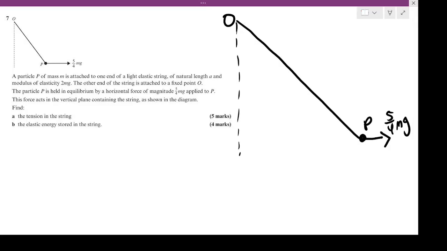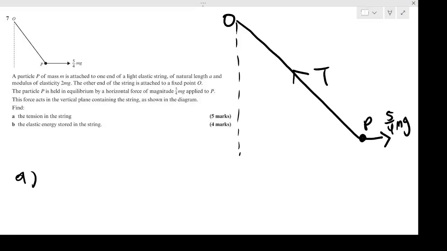So we first need to find the tension in the string. Okay, tension. So again, you can imagine this is my string here, O to P. So it's again going to be stretching downwards towards P. So the tension is going to act up the string to oppose the stretching downwards. Okay, there we are.